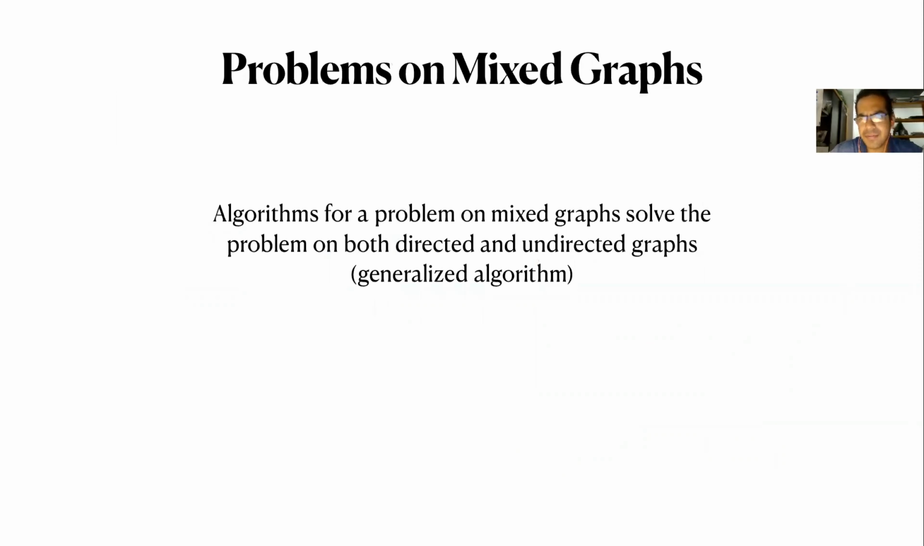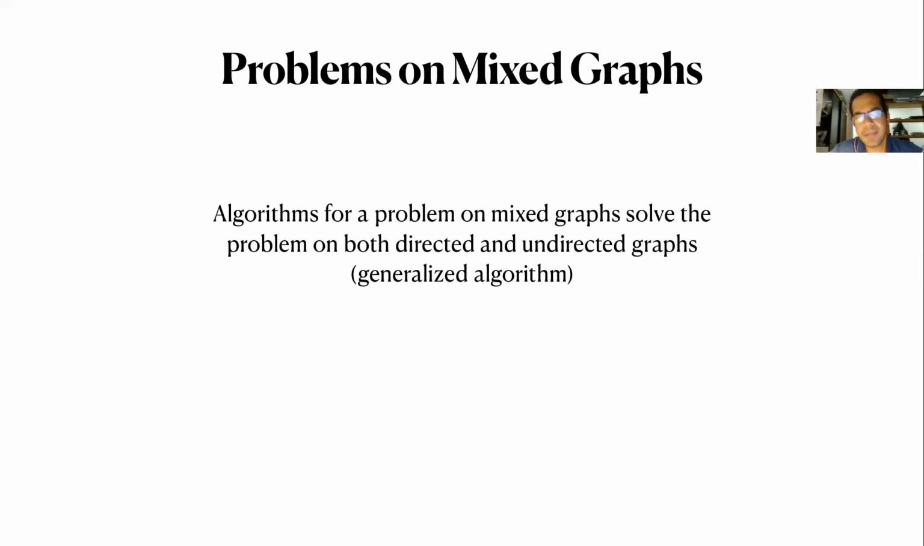So now I will try to motivate the problem. The problem motivation is as follows. Algorithms for problems on mixed graphs solve the problems for both directed and undirected graphs. If you look at these kinds of problems, the cut problems, as we will see, or if you have seen odd cycle transversal in undirected graphs, or say feedback vertex set, these problems generally reduce to some form of cut problem.